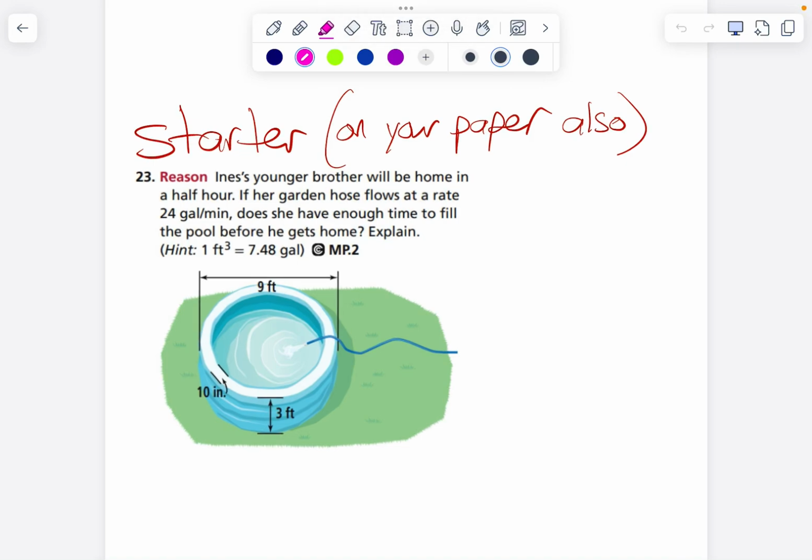Okay, we're filling up a cylindrical shaped object, so we're modeling it as a cylinder. It says if her garden hose flows at a rate of 24 gallons per minute, does she have enough time to fill the pool? Well, fill means what calculation? Volume, yep.